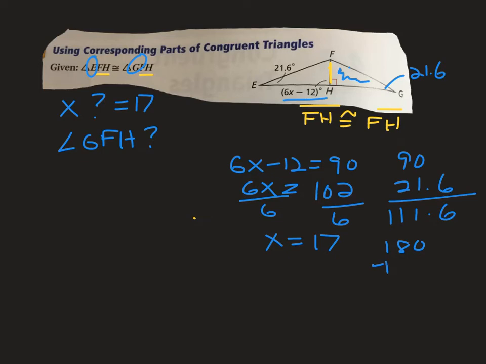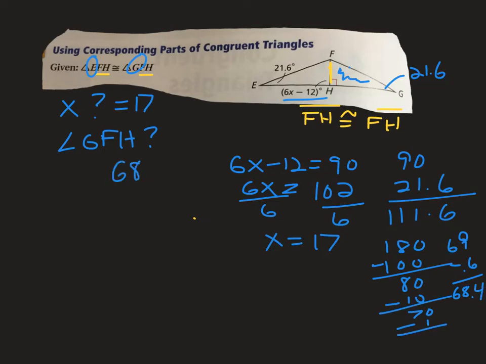So I'm going to do it in pieces because I'm doing it in my head. So I'm going to subtract 100, that'll give me 80, and then I'm going to subtract 10, that'll give me 70. I'll subtract 1, that gives me 69, and then the last bit, I'm going to subtract the 0.6, and that's going to give me 68.4. So angle GFH is 68.4 degrees.